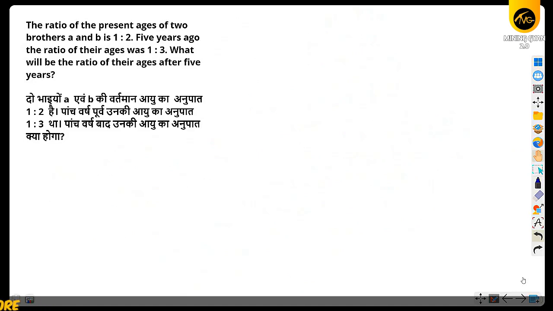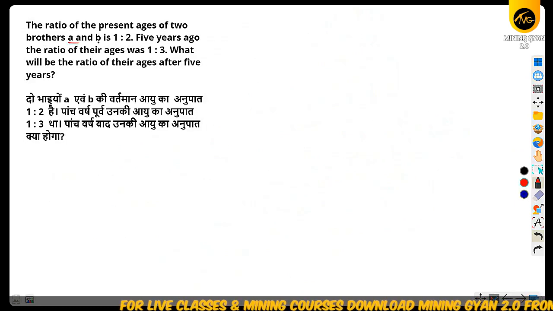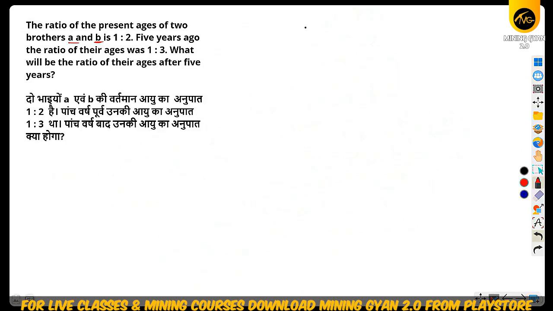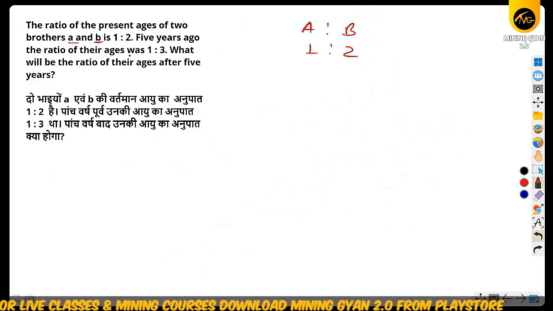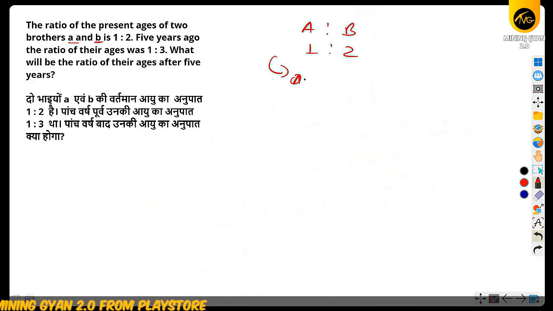Okay, we have one more question. So this is the last question. Suppose the ratio of the present ages of two brothers A and B is 1:2. So suppose A ratio B is 1:2. Now 5 years ago the ratio of their ages was 1:3. Now we have to convert into variable form. So this will be x and this will be 2x.